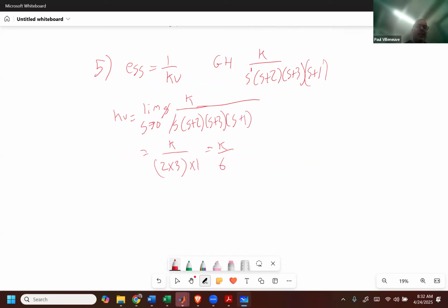I want my ESS to be equal to 3, which is 1 over K sub B. So 6 over K has to be equal to 3. So K is equal to 2. So that one, you could solve for a gain coefficient to get that.